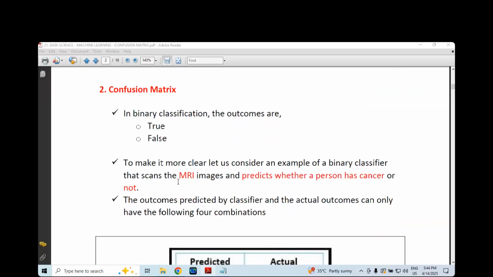In binary classification, the outcomes are either true or false. To make it more clear, let us consider an example of a binary classifier that scans MRI images and predicts whether the person has cancer or not. We'll take one live example.